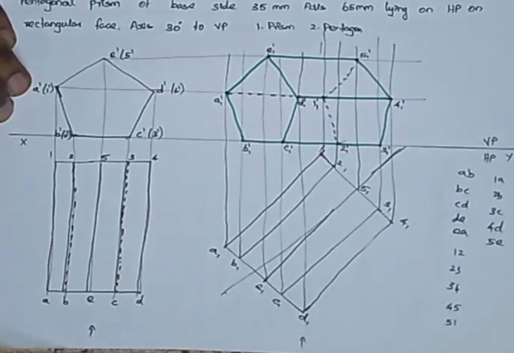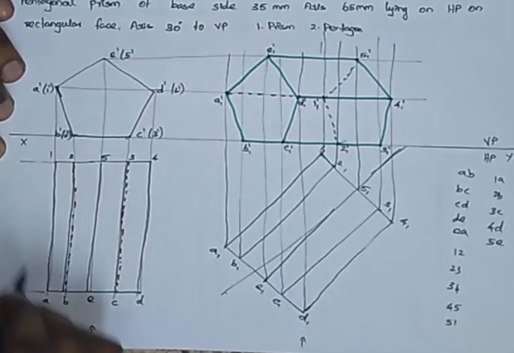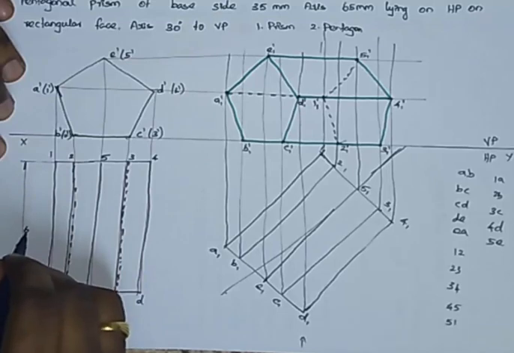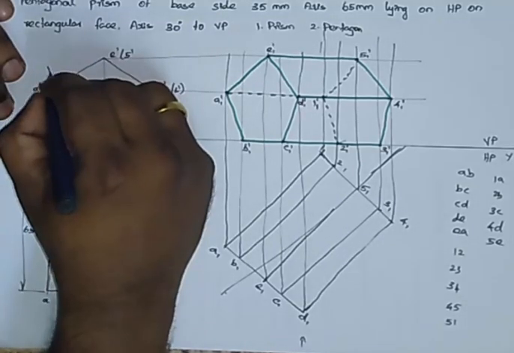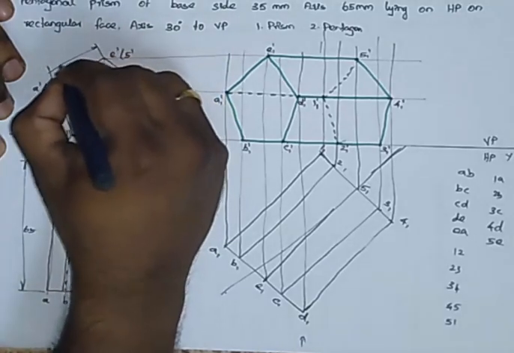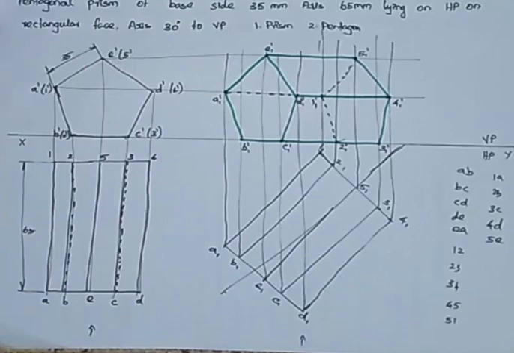So finally make the dimensions. This is given as 65. This is given as 35. That's all. The problem completed.